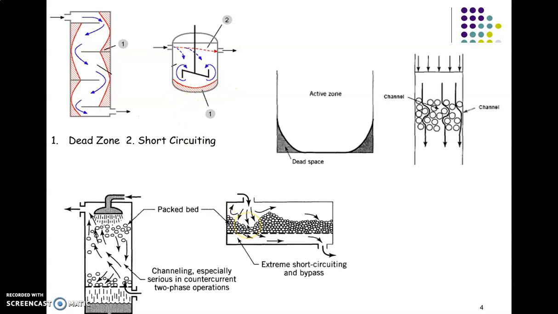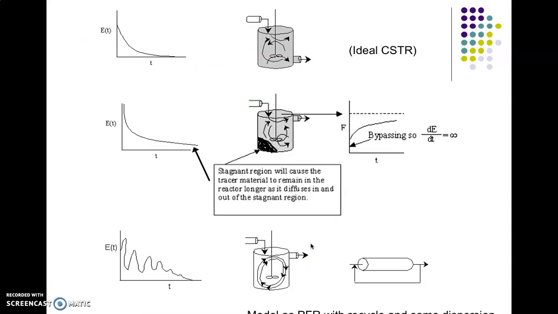Short circuiting or bypass is the same thing. You can see the flow having a shortcut instead of going through all the catalyst throughout the bed of catalyst. Similar goes for this figure. Here you can see the dead zone will produce an E(t) curve with a long tail, compared to the ideal CSTR, and this is the E(t) curve for a CSTR with recycling.